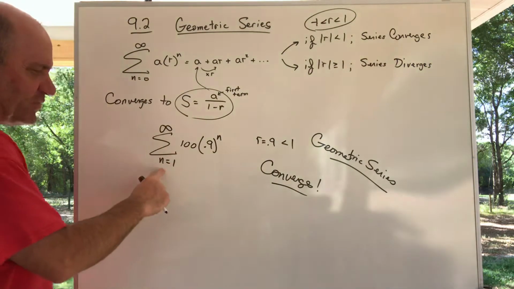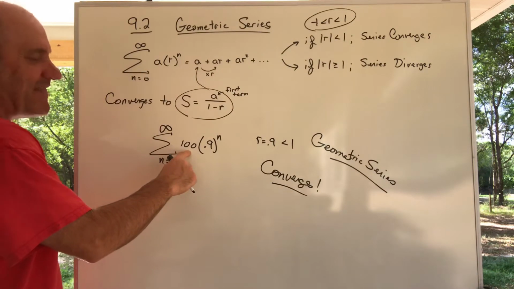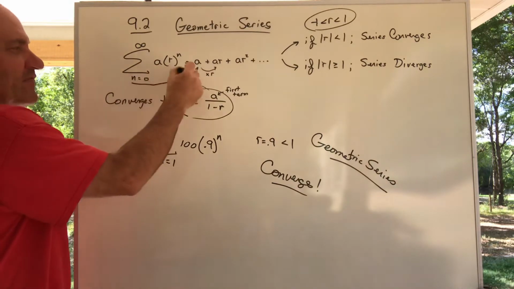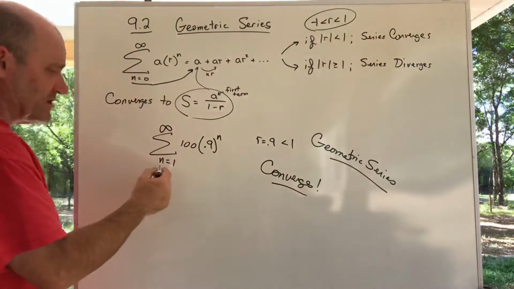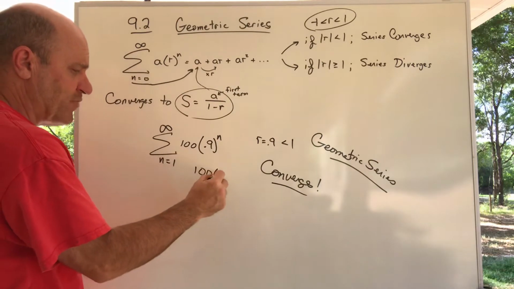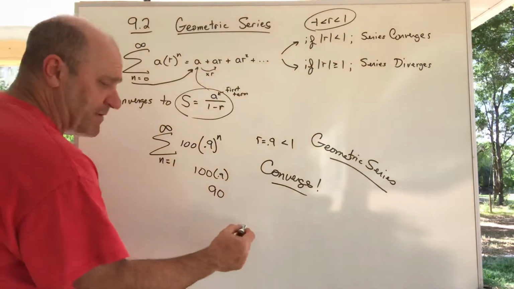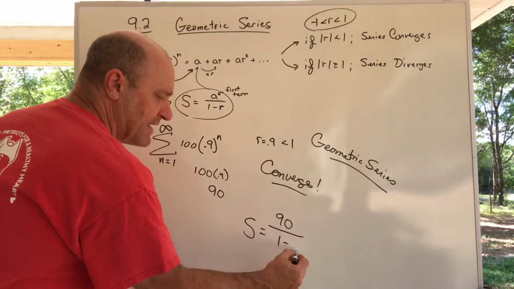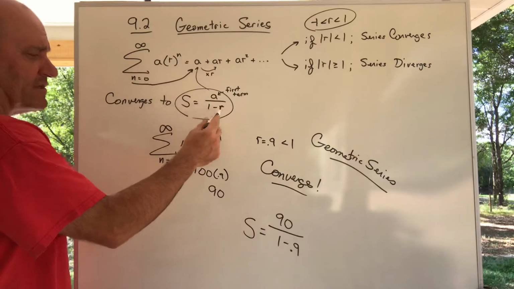But notice that this one starts at 1. And because it starts at 1, that a is not the first term. When it starts at 0, a is the first term. But when it starts at 1, well, let's plug it in and see what the first term is. When it starts at 1, I plug in a 1, I get 100 times 0.9. Oh, the first term is 90. So the sum of the series is the first term over 1 minus 0.9. That's the formula, the first term a over 1 minus r.